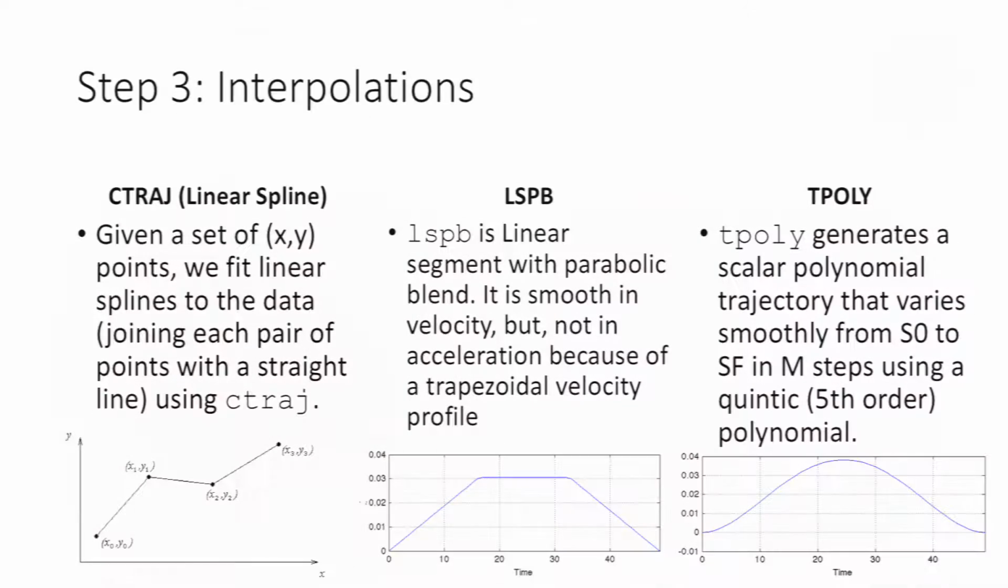Together with these path planning algorithms, we tested different interpolation methods to obtain smoother curves for the final trajectory. We used ctraj that fits linear splines throughout the data with a trapezoidal velocity profile. Additionally, we used lspb that also has a trapezoidal velocity profile. Finally, we used tpoly that generates a scalar polynomial trajectory that varies smoothly using a quintic fifth-order polynomial.